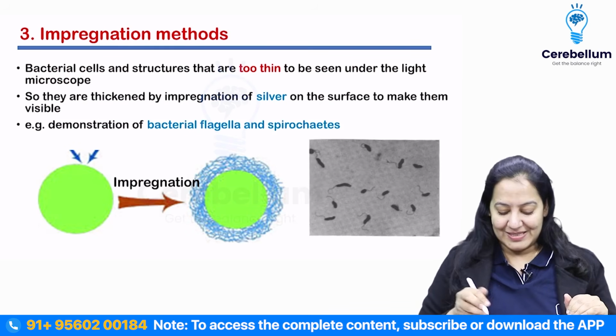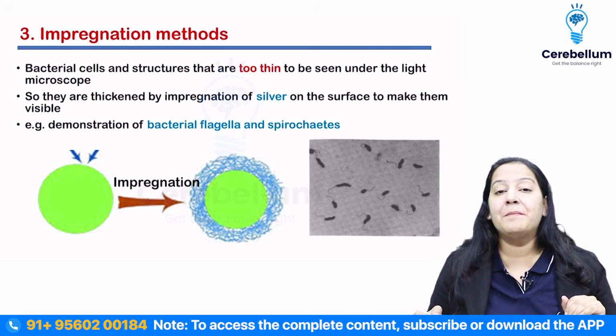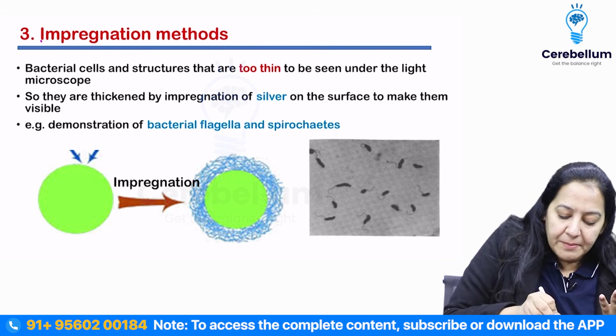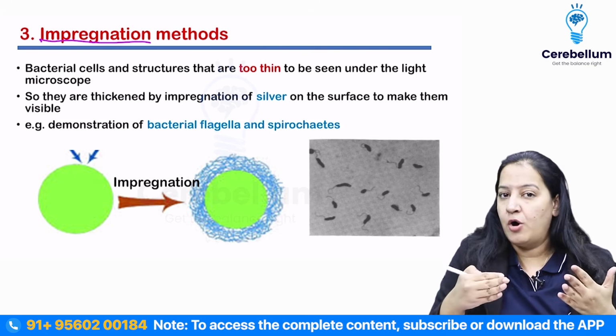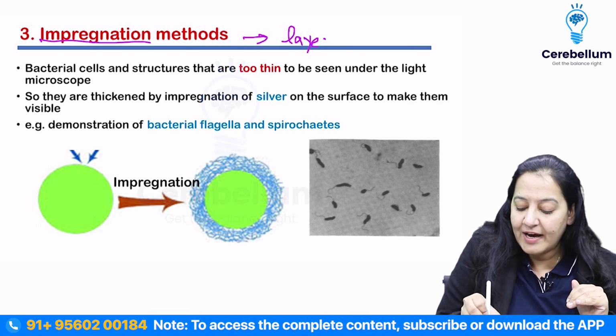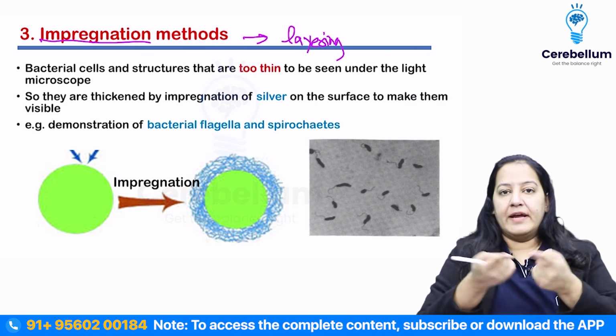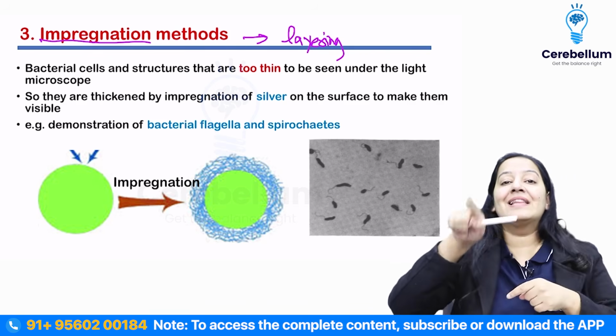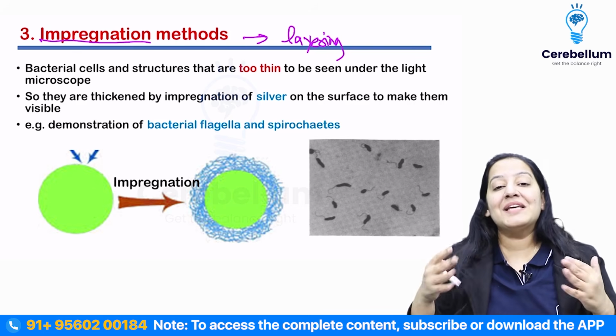Coming to the third type of stain. What is the third type of stain? It's impregnation. What do you mean by the term impregnation? The dictionary meaning of impregnation: layering, layer over layer. It's layering, layering. It's layer over layer. It is known as impregnation.